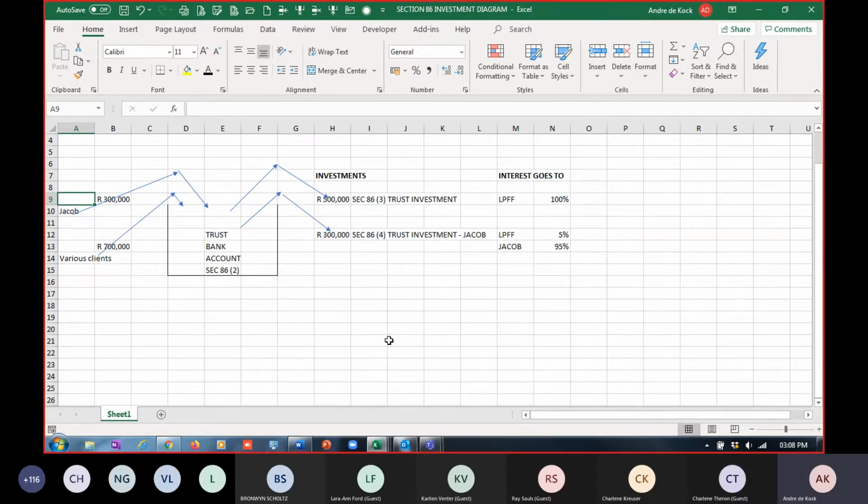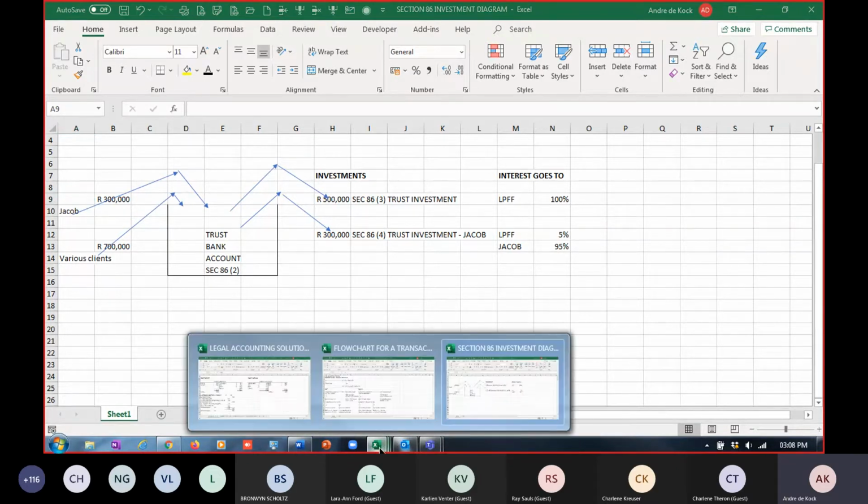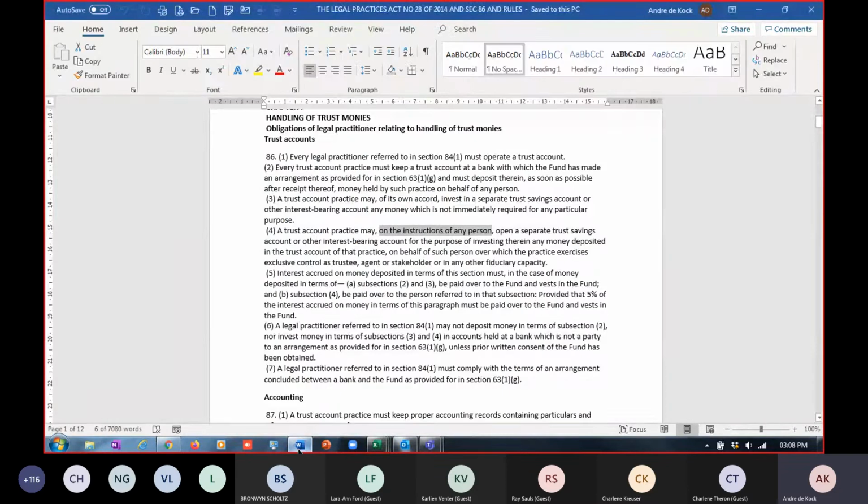And if the bank goes belly up, it's not theft. The Fidelity Fund is not going to stand in for anything like that. But that is why the Fidelity Fund, the board, has now made an arrangement. They want to be careful that legal practitioners aren't investing in banks that could be a little bit dicky. Not that there would be too many, because there is the Banking Act that covers these things. Did that answer your question? Yes, thank you. Okay. And then a legal practitioner must comply with the terms of the arrangement completed between a bank and the fund as provided for. Okay, you get the gist of it.